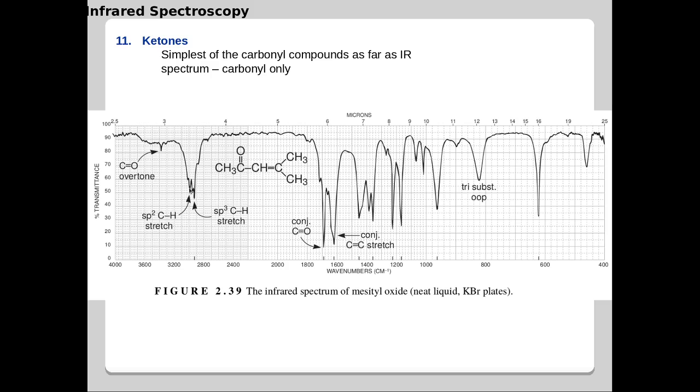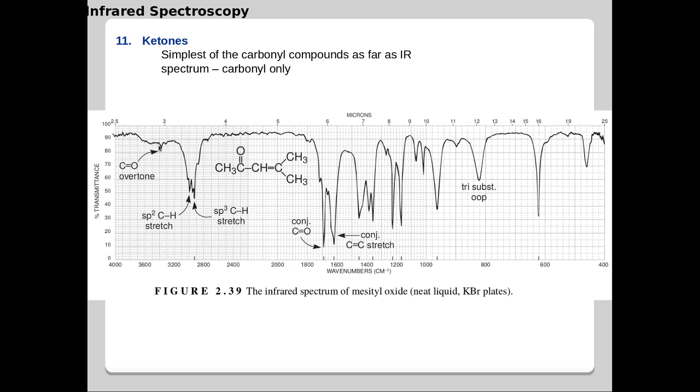then sp2 CH vibrations of this typical CH here. Then you see an overtone, the first overtone of the C=O stretching vibration here. C=O stretching vibration happens at 1700 centimeter inverse, and the first overtone happens at around 2 times this frequency, which is 3400 centimeter inverse.